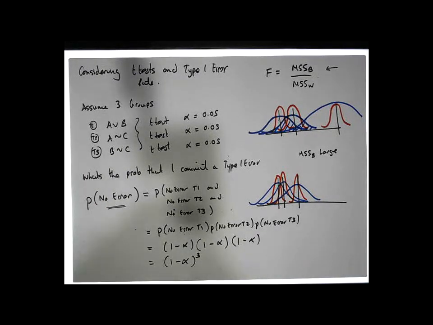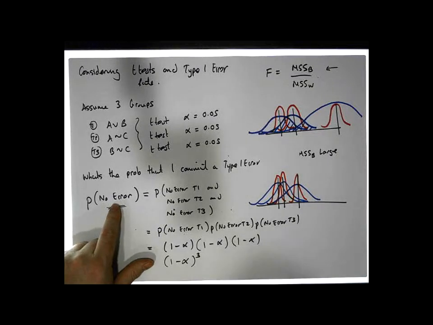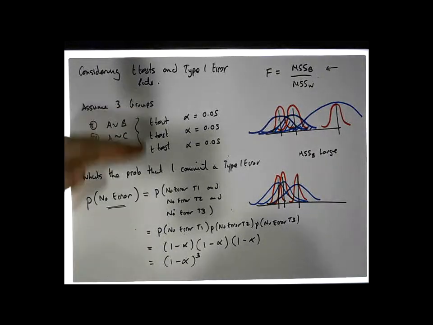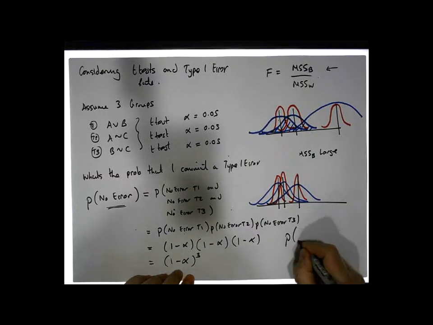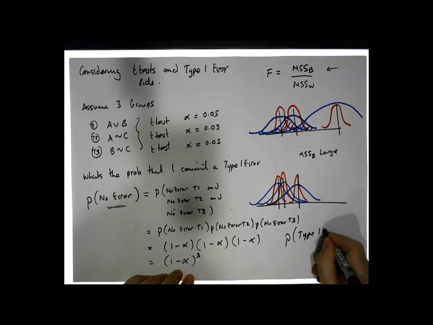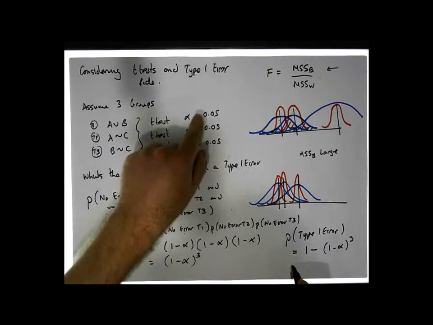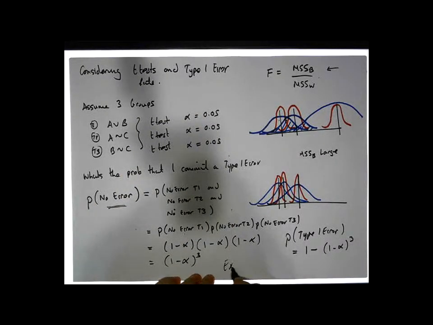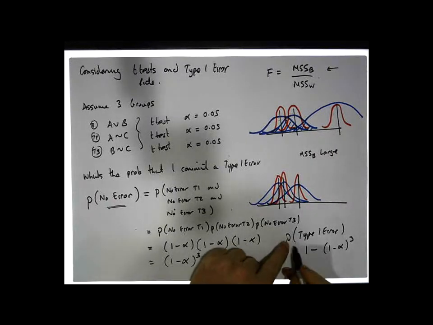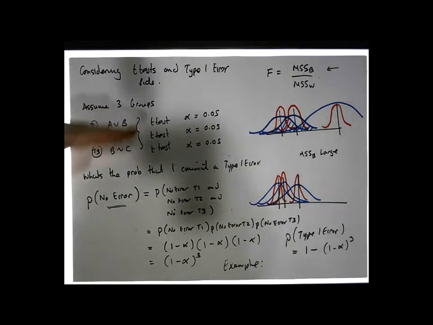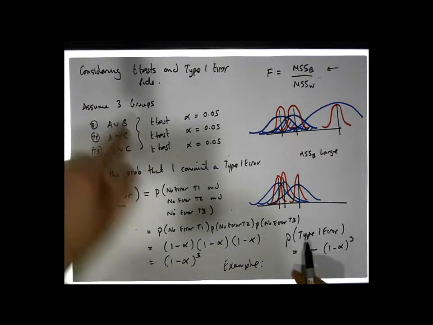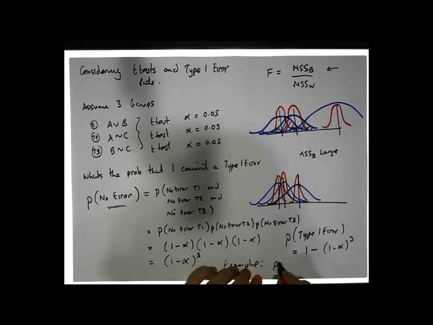So this is the probability of committing no type 1 error across the 3 tests, which means that the probability of committing a type 1 error must be equal to 1 minus the probability of no error, which is 1 minus (1 minus alpha) to the power of 3. And what does that give us? In the 5% example, the probability of a type 1 error is equal to 1 minus 0.95 raised to the power of 3.